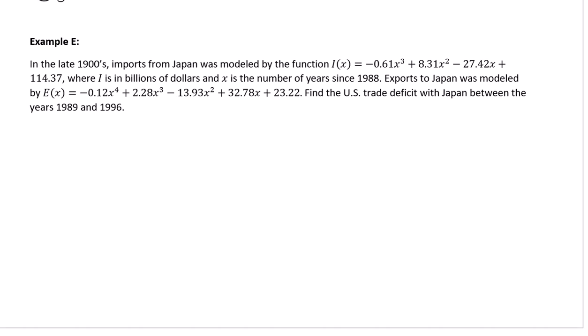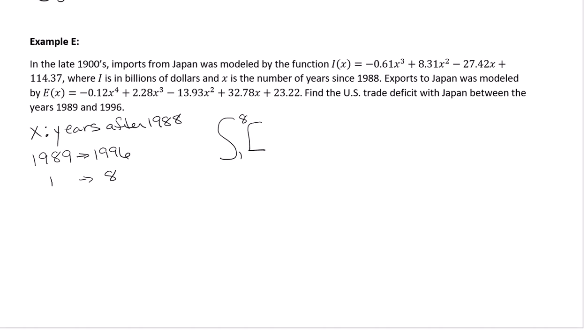So a couple of things to remember. X is the number of years after 1988. So if we're looking at 1989 to 1996, we're going to be looking at year 1 to year 8. And if we're wanting the U.S. trade deficit, then that means that our integral from 1 to 8 will be the imports that we've paid for minus the exports that Japan paid for.